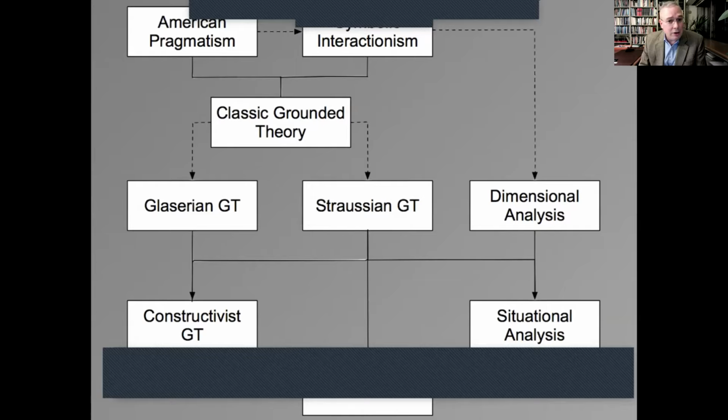Classical grounded theory broke up eventually into what some would call Glaserian, although he calls his classic and true grounded theory, Straussian, another version that was kind of on the side, dimensional analysis. One of the most famous and widely used today is called constructivist grounded theory by Kathy Charmaz. Another version called situational analysis is out there. Critical grounded theory is out there trying to hold its own. There are different ways of going about this. And behind most of these are philosophical issues rather than methodological issues. But we don't have time to go into great detail about the differences between these.